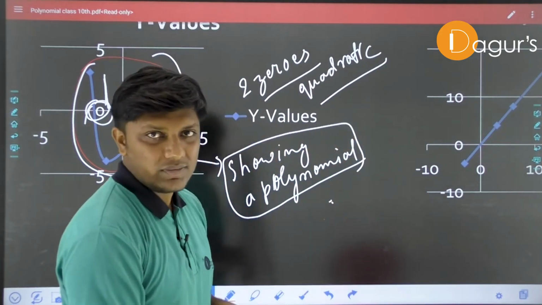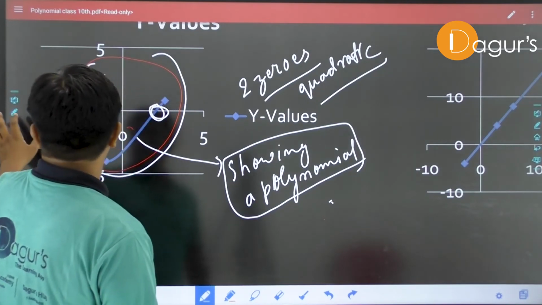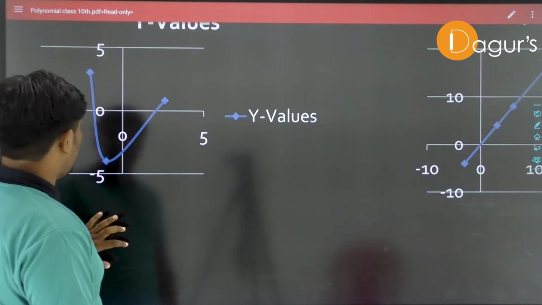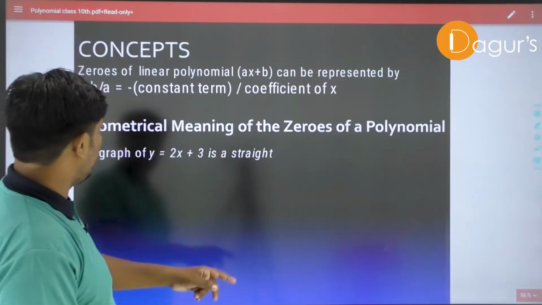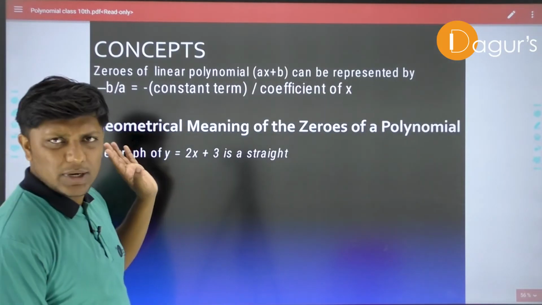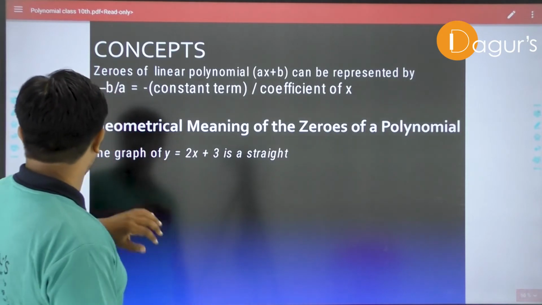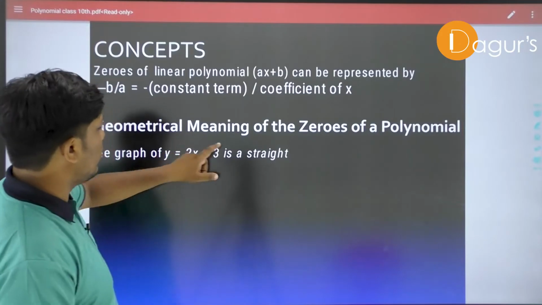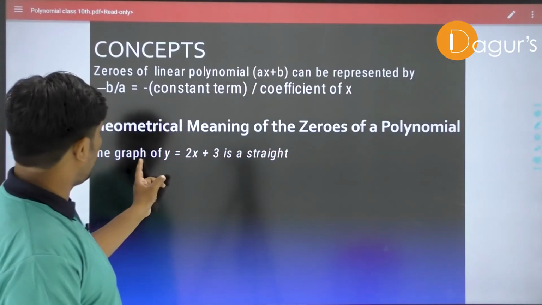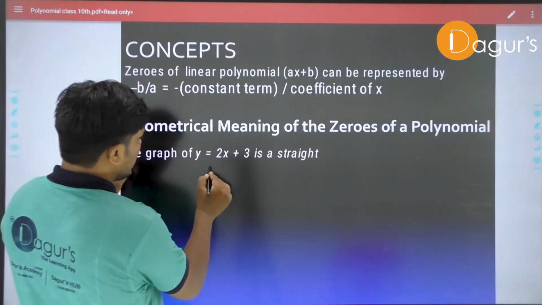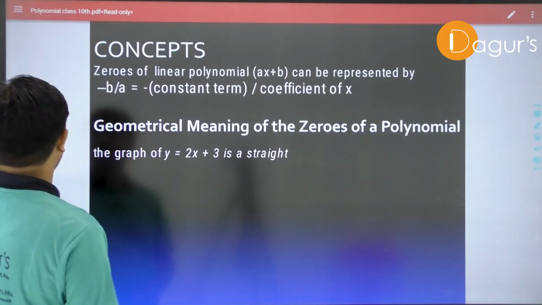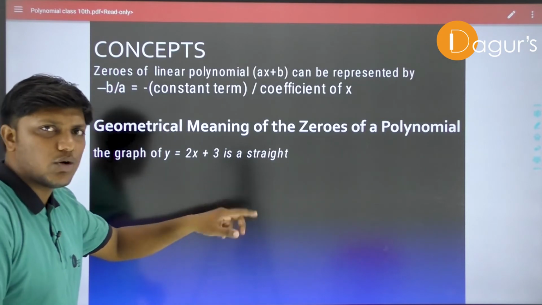Similarly, just now I told you that in the equation it is written y is equal to 2x plus 3. Here it is also written that the graph of y is equal to 2x plus 3 is a straight line. What? This one will be a straight line. How is it possible? Just look over here.